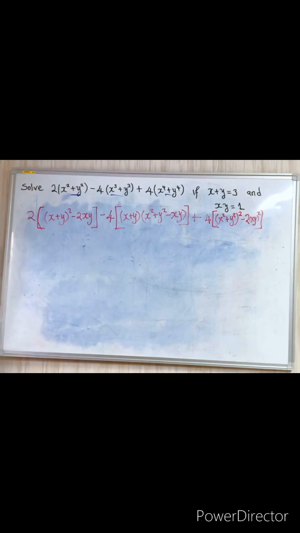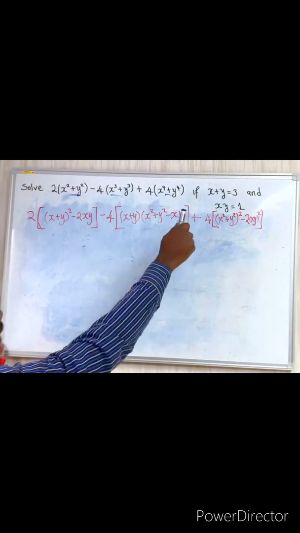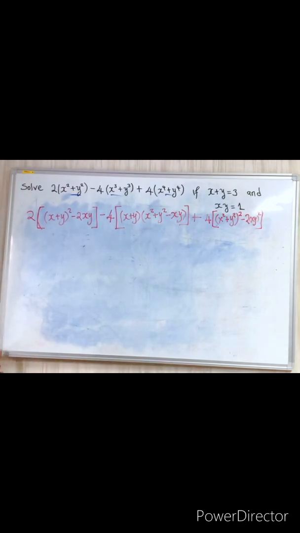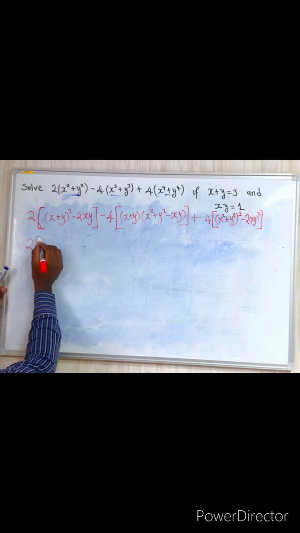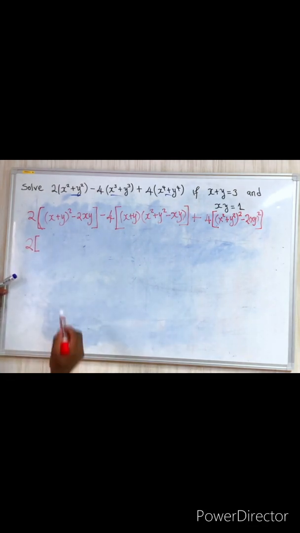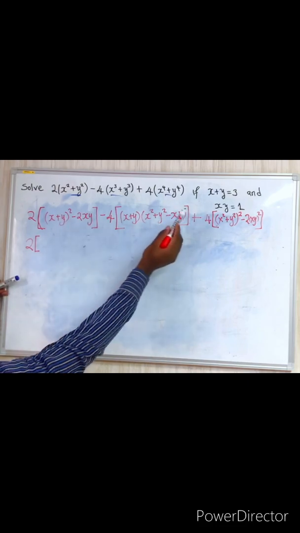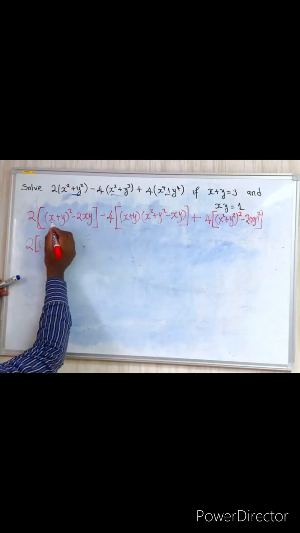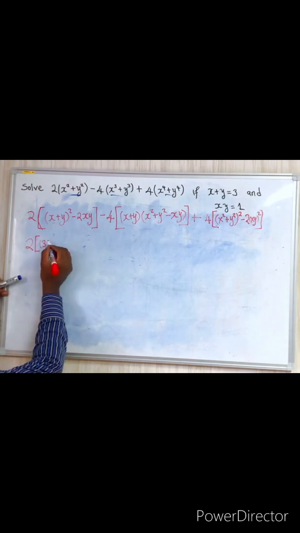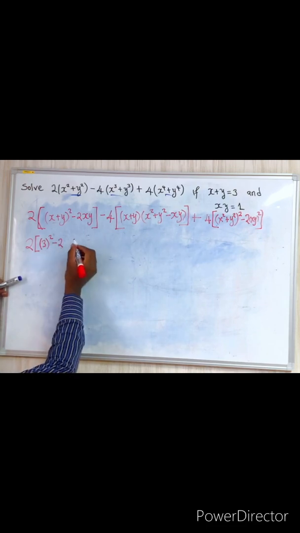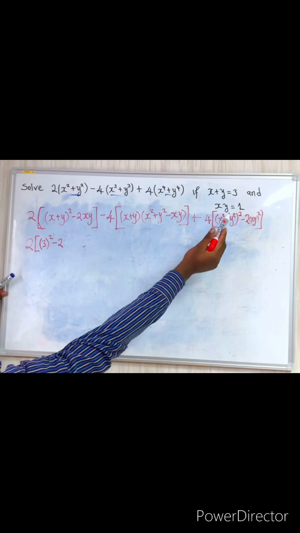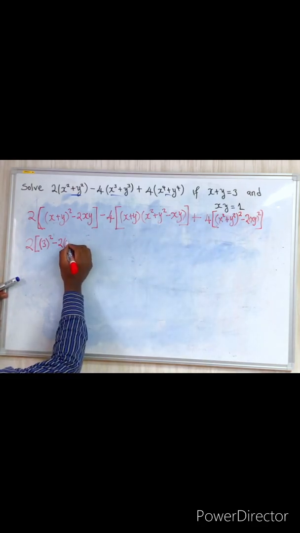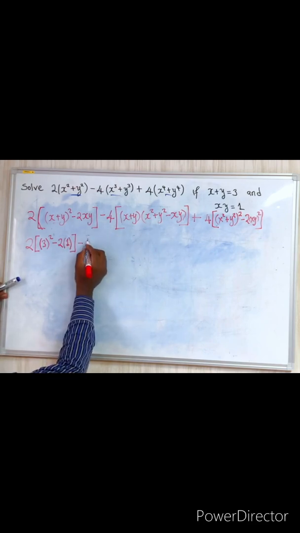Okay, so what information do we know? We know that x plus y is equal to 3 and x times y is equal to 1. So when we write this 2, now this is x plus y. x plus y is equal to 3. So here where there is x plus y, we replace it with 3 squared minus 2 times x times y, where x times y is equal to 1. So here we replace it with 1, minus 4.